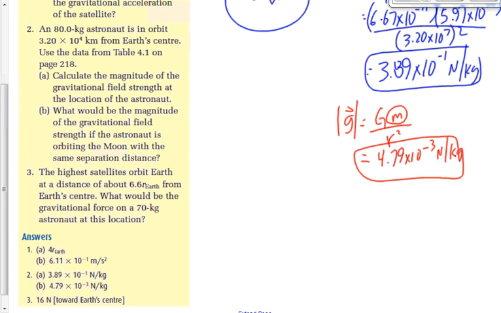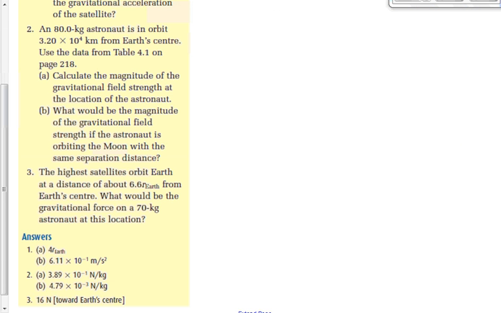A satellite is something that orbits around something else. Satellites orbit the Earth all the time. There's dozens or even hundreds of them orbiting around the Earth. Communication satellites, spy satellites. The International Space Station is a satellite because it orbits around the Earth. Even though we don't think of it as a satellite, it's a workstation, it's a laboratory, but it's still a satellite. The highest ones orbit around the Earth at incredibly big distances, 6.6 times the radius of the Earth from the center. We want to know the force on a 70-kilogram astronaut at this location.